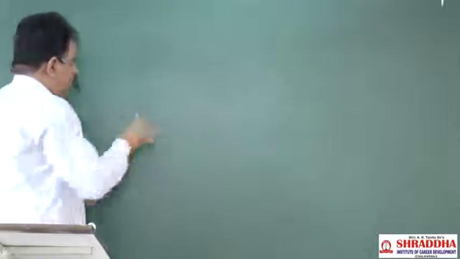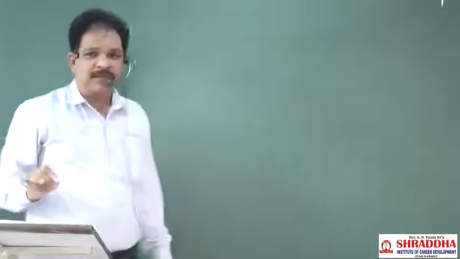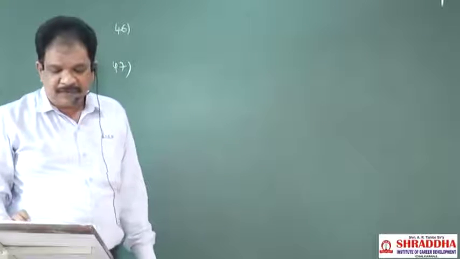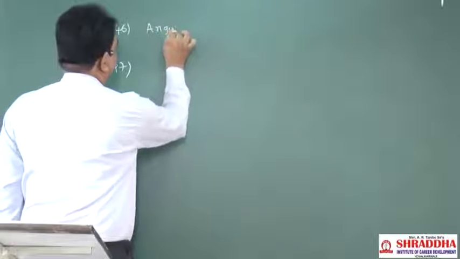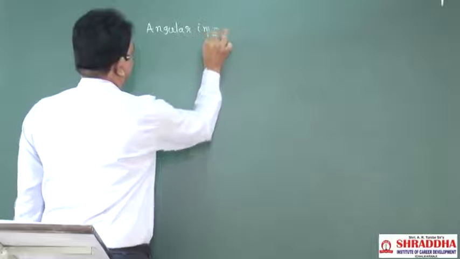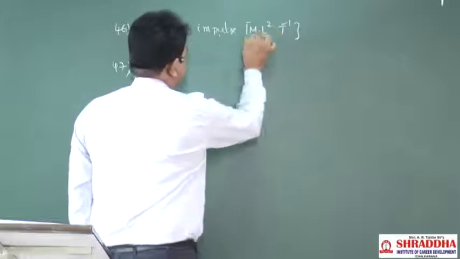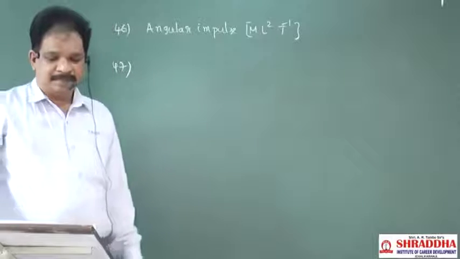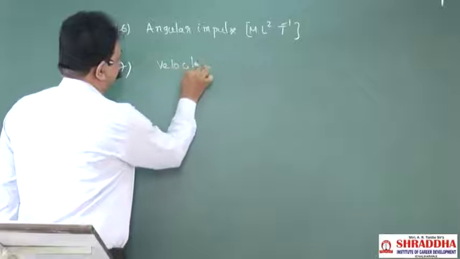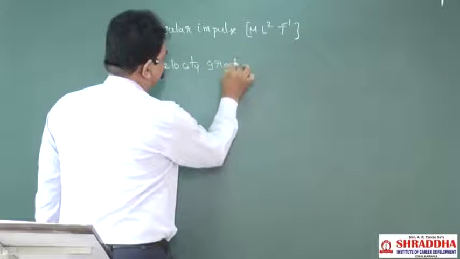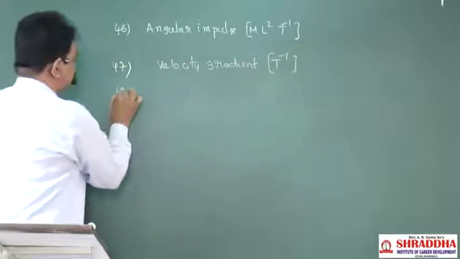We'll write 46 just for my satisfaction. You try to write the dimensional formulas from 46 to 55. 46 will be angular impulse, M L square T power minus 1. Next, velocity gradient: change in the velocity by length, T power minus 1.